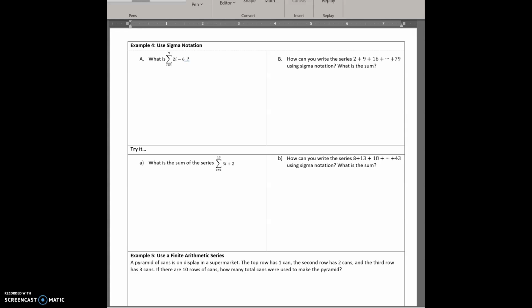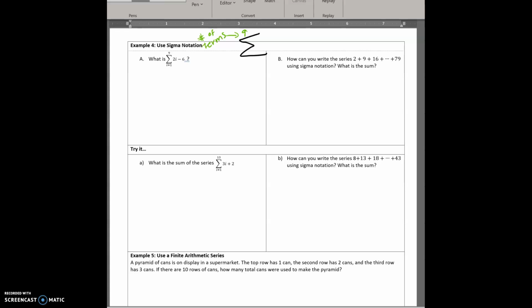Okay, arithmetic series and sequences, day 2. So today we are going to learn what's called sigma notation. It is this big sigma, and the number on the top here, that's 9, is going to be the number of terms.